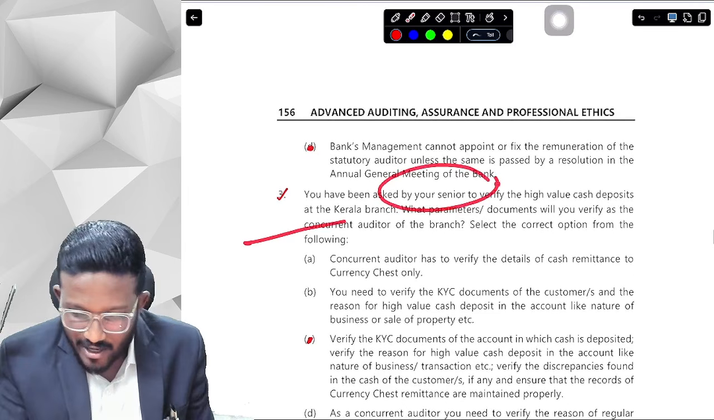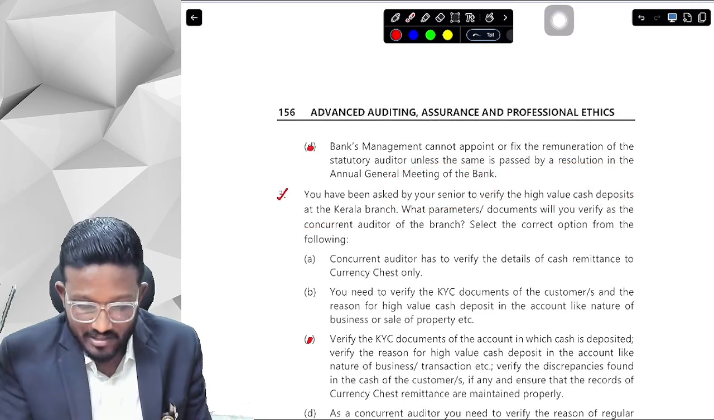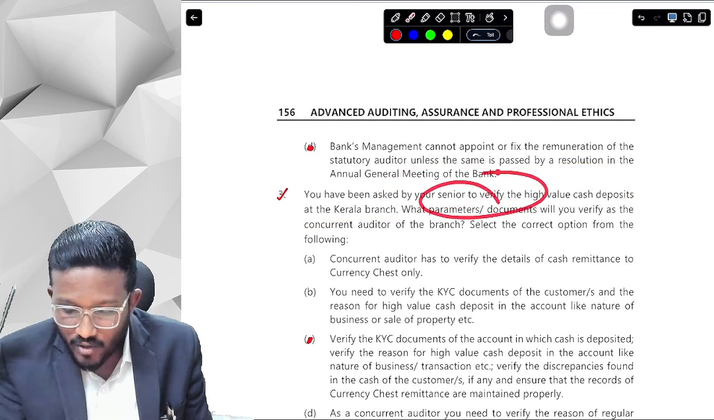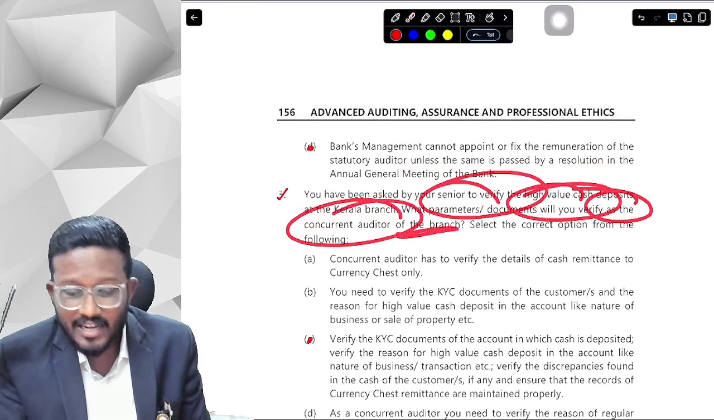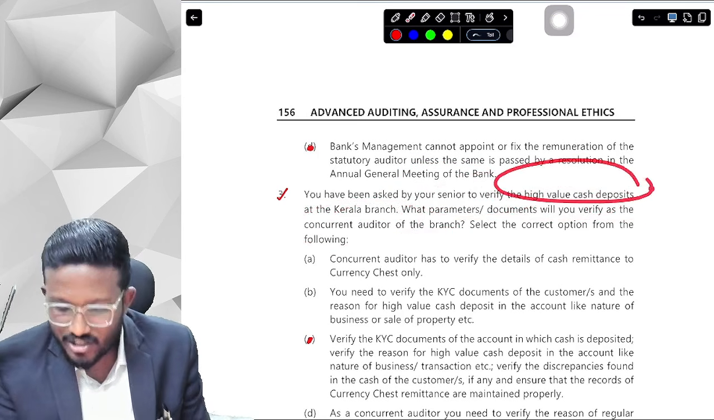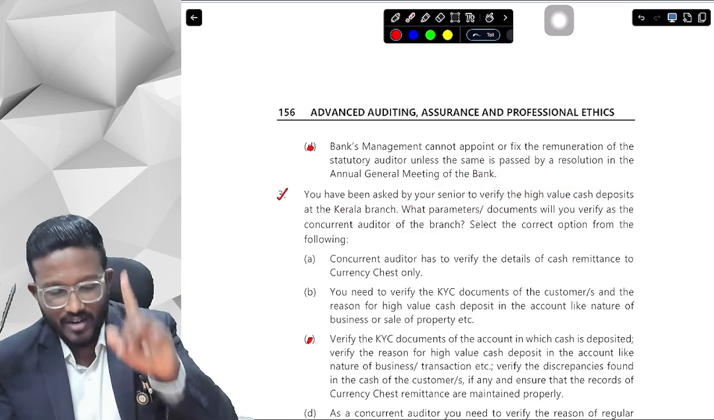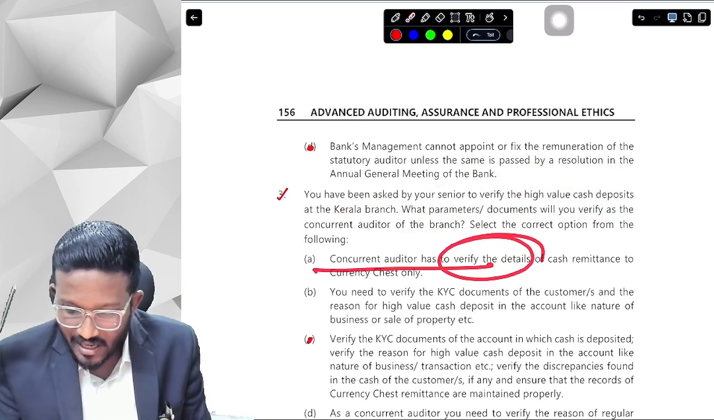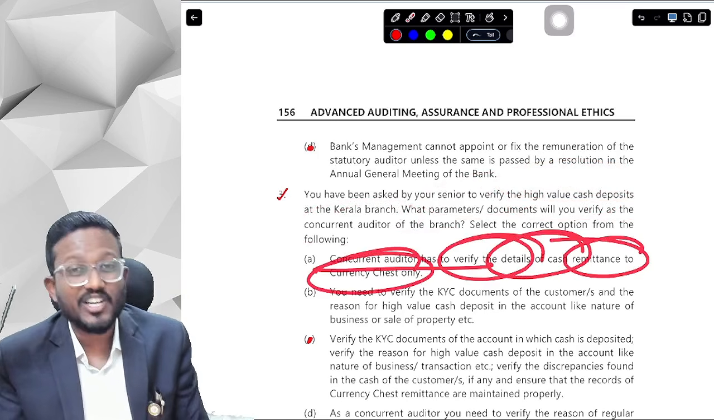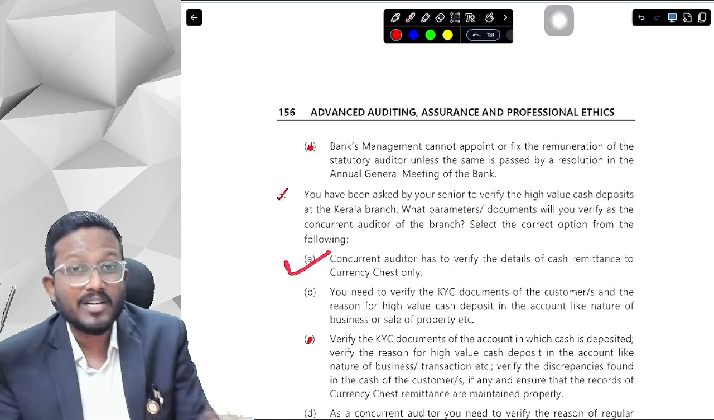Next, you are asked by your senior to verify the high value cash deposits at Kerala branch. Now what are the parameters or documents you will verify as the concurrent auditor of the branch? For checking the high value cash deposit, what will we verify? First, we will verify the details of cash remittance to currency chest. We will verify this, but not just this.